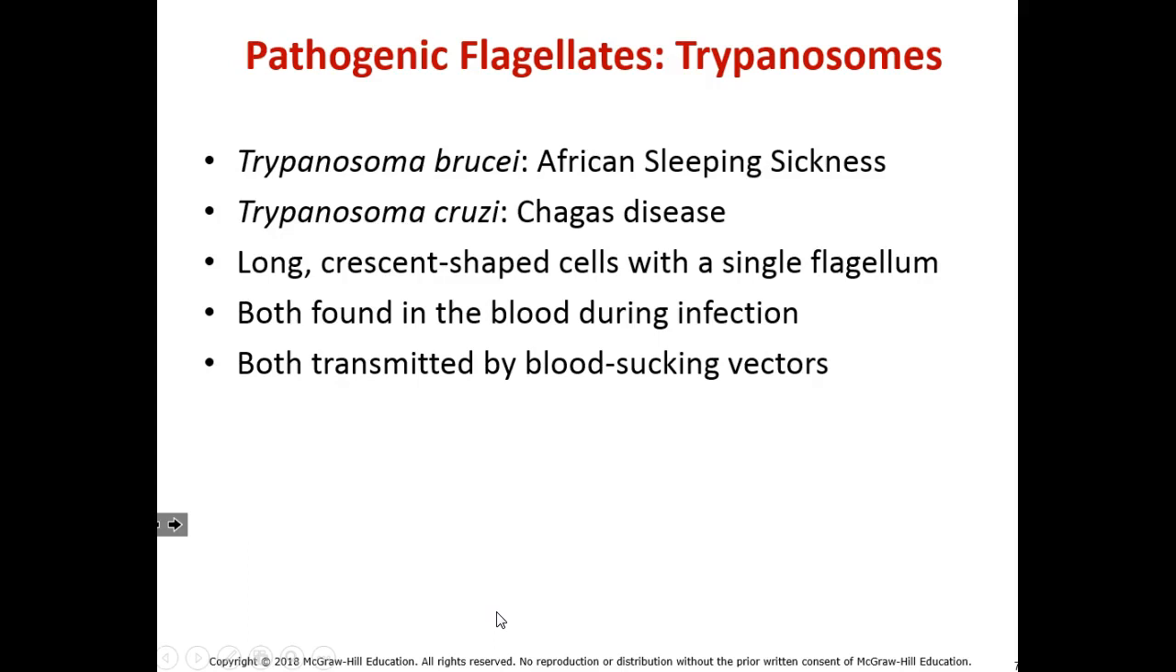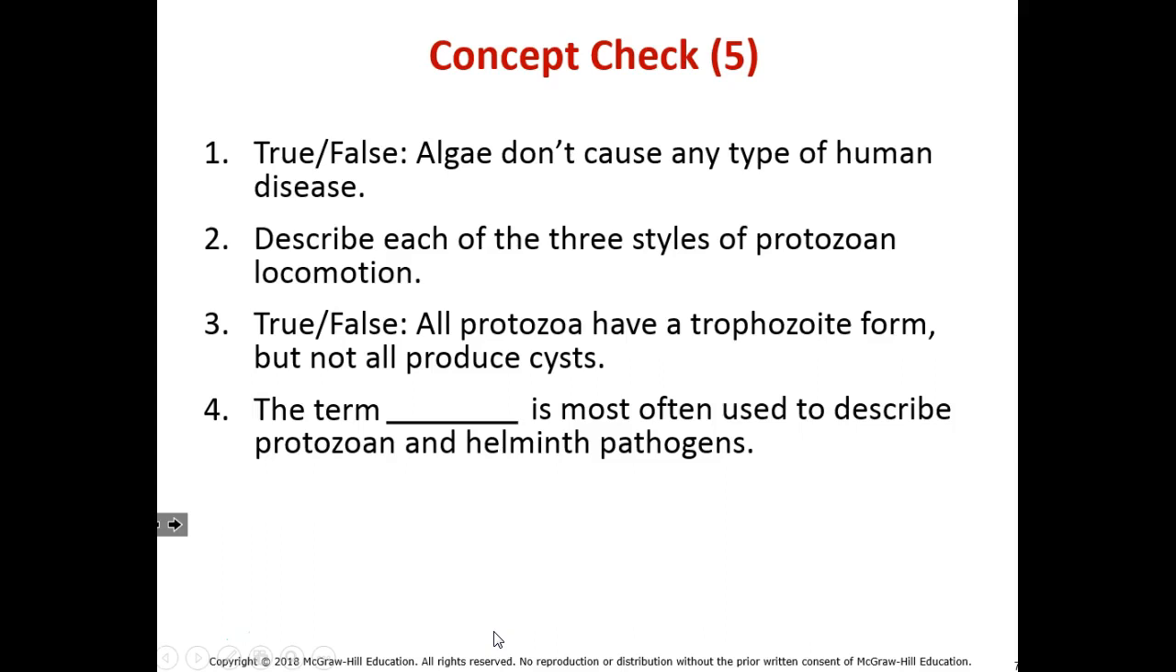Trypanosome is a category for pathogenic flagellates. Trypanosoma brucei causes African sleeping sickness. Trypanosoma cruzi causes Chagas disease. Long crescent-shaped cells with a single flagellum. They are both found in the blood during infection, and both can be transmitted by blood-sucking vectors. Algae don't cause any type of human disease.